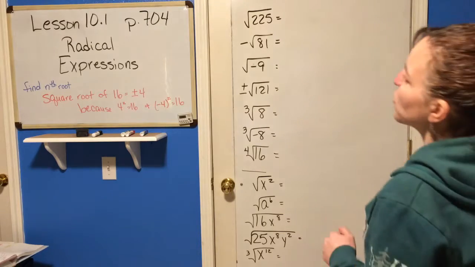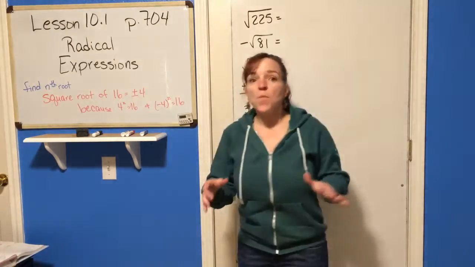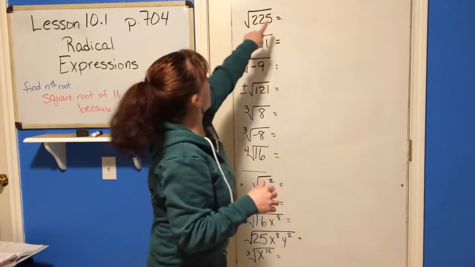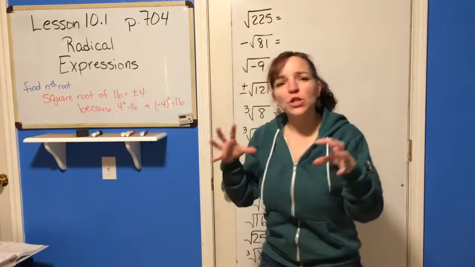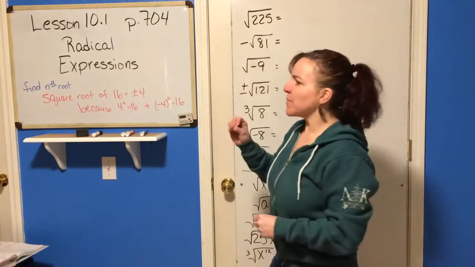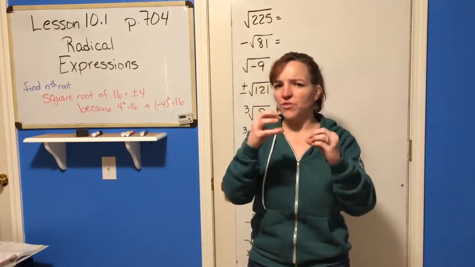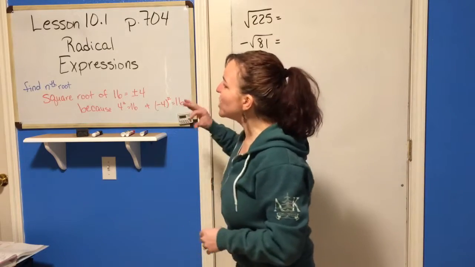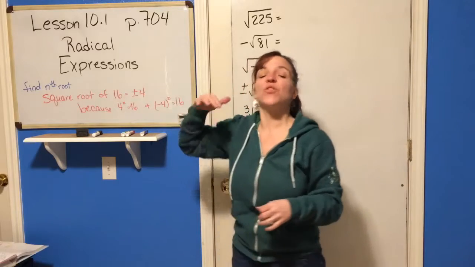Section 10.1, radical expressions. Radical expressions are those square roots, these boxy things. The first section in your homework says, but I'm going to walk you through the different types of sections that your homework has. So pay attention here. The first section simply says, find the nth root.